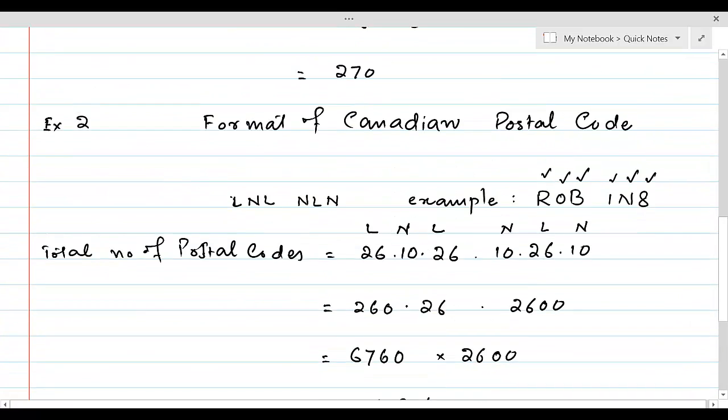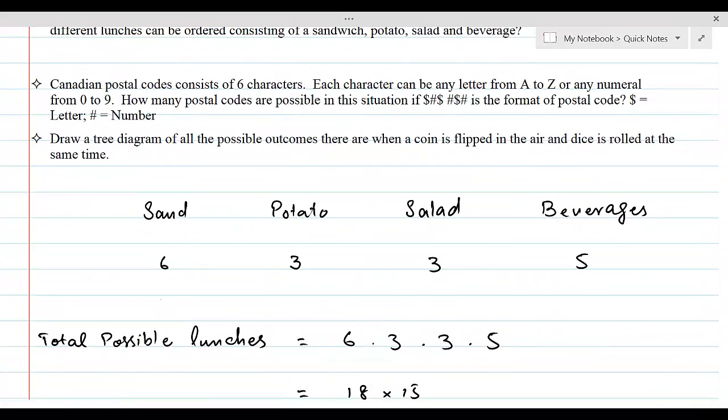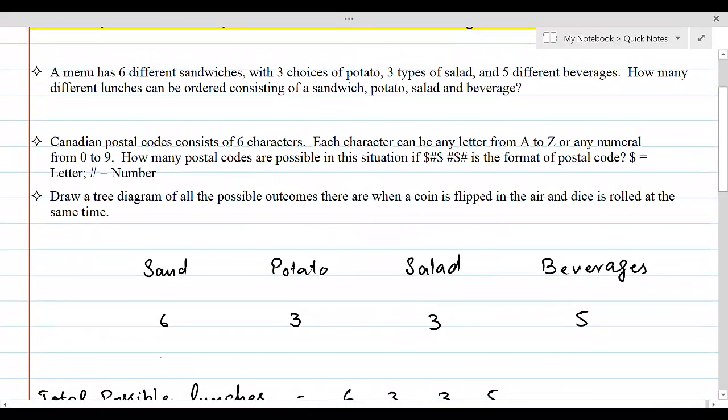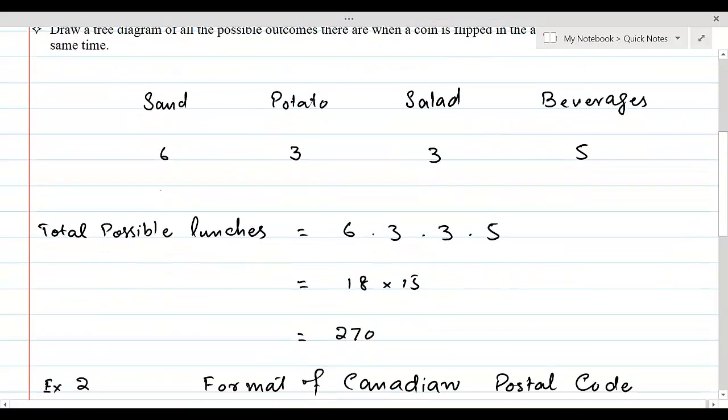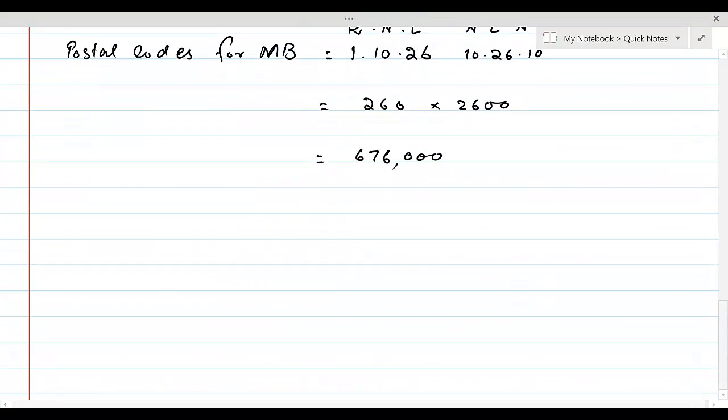Let's do the next question. For the next question we are given that we draw a tree diagram of all possible outcomes when a coin is flipped in the air and a dice is rolled at the same time. Let's write it as example number 3.